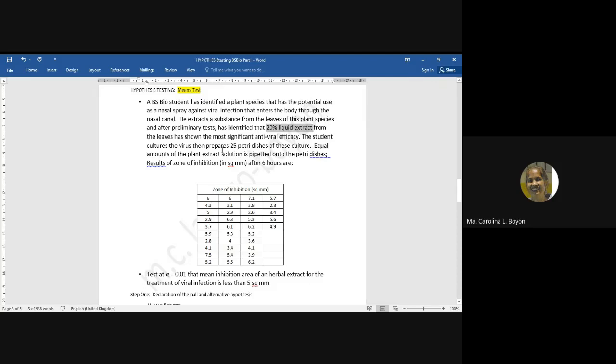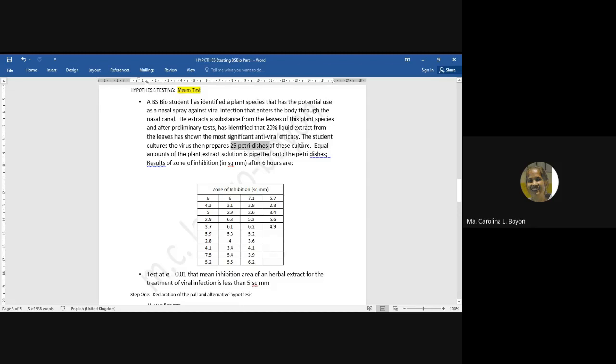That student cultures the virus. Which virus is this? The one that he has identified, which enters the nasal canal, okay? And she prepares 25 petri dishes of this culture, okay? So you know the microtechniques. If they have taught you this, when you spread it in specific petri dishes, you need to be consistent with how you spread the virus into the petri dish with the nutrient culture in there.